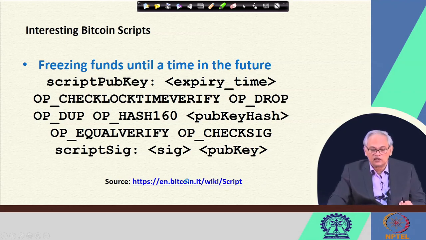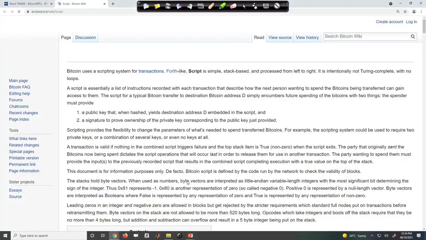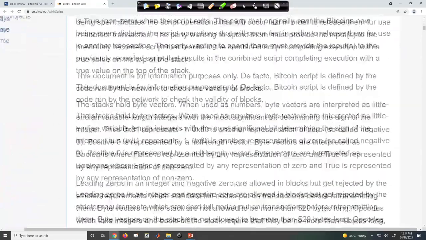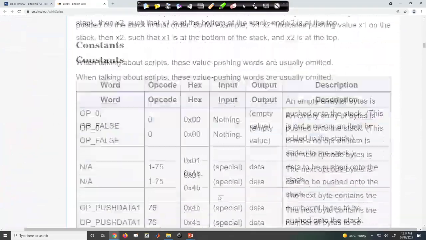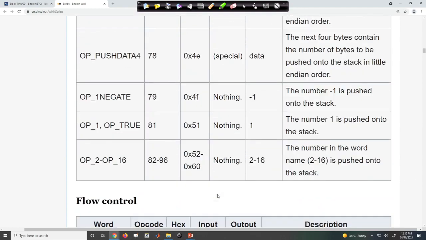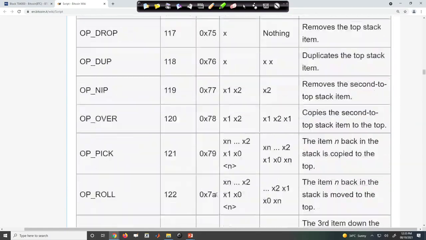And you can take a look at this site as well, where you will get a lot of interesting scripts, and some of the scripts are the ones that we have shown here in the lecture so far, and there are several other very interesting scripts, and it has an exhaustive list of all these different types of operations that you can do, and stack based processing and so on.